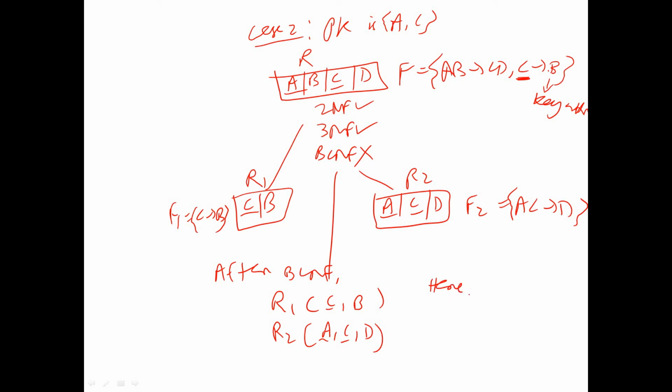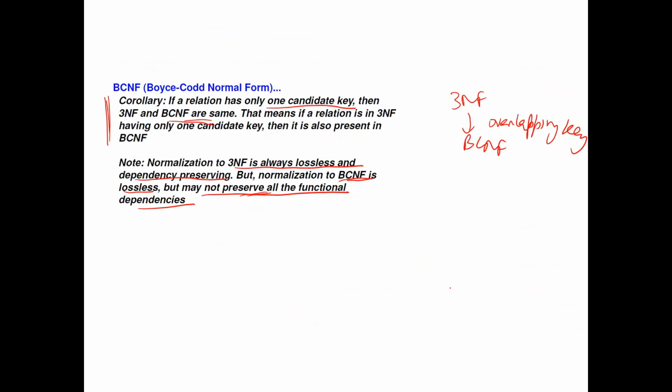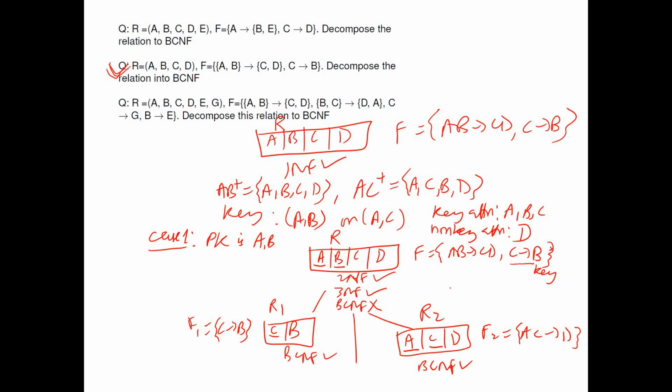Here we lost one functional dependency. Which functional dependency is lost? The AB to C functional dependency is lost. It cannot be regenerated, right? So that's why in the previous slide I already told you the decomposition up to 3NF is lossless as well as dependency preserving, whereas in BCNF it is lossless but it may not preserve all the functional dependencies. Okay, so this problem understood.